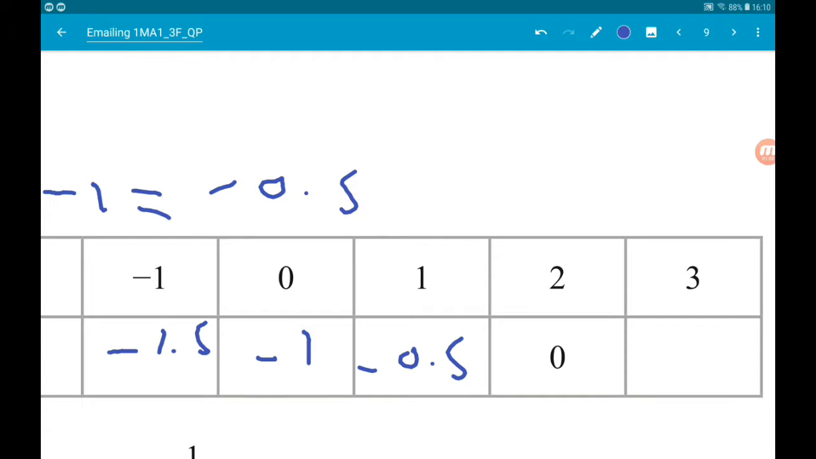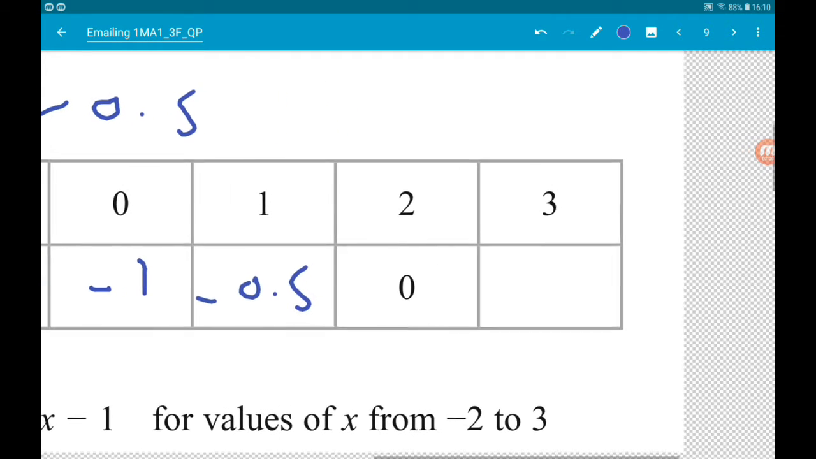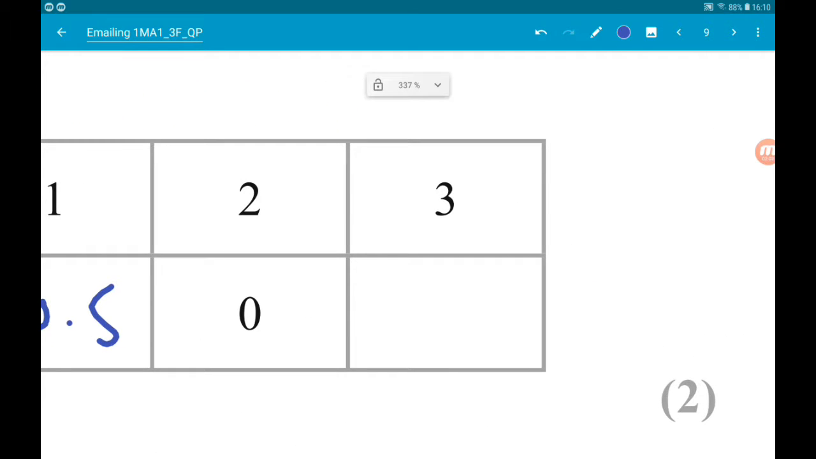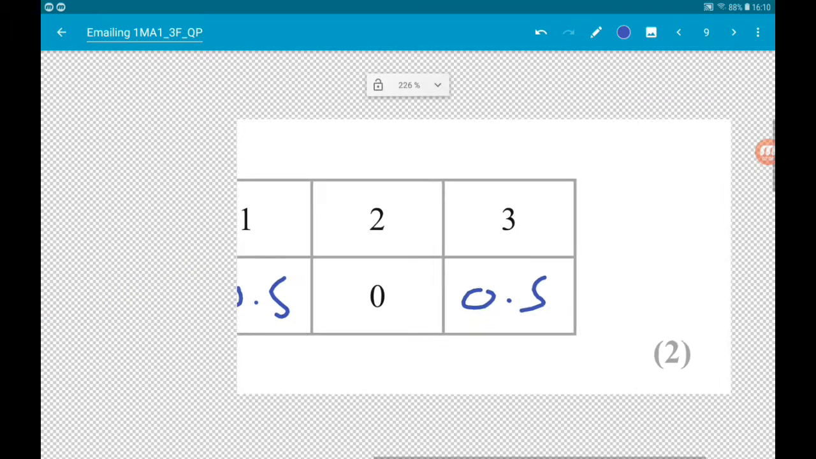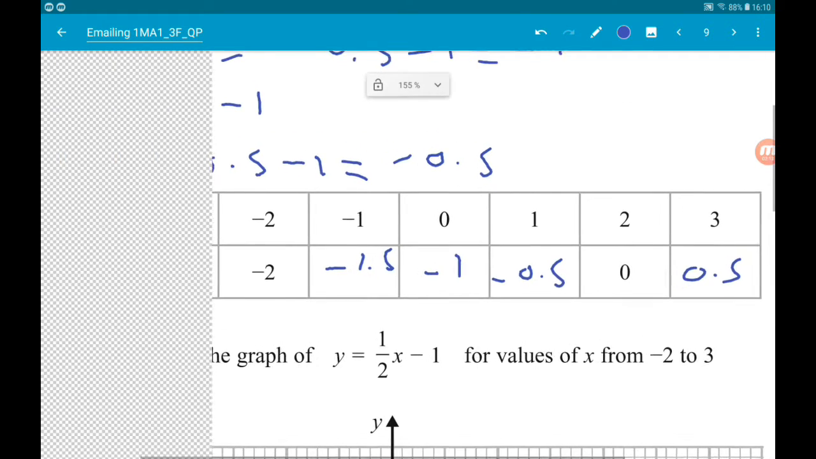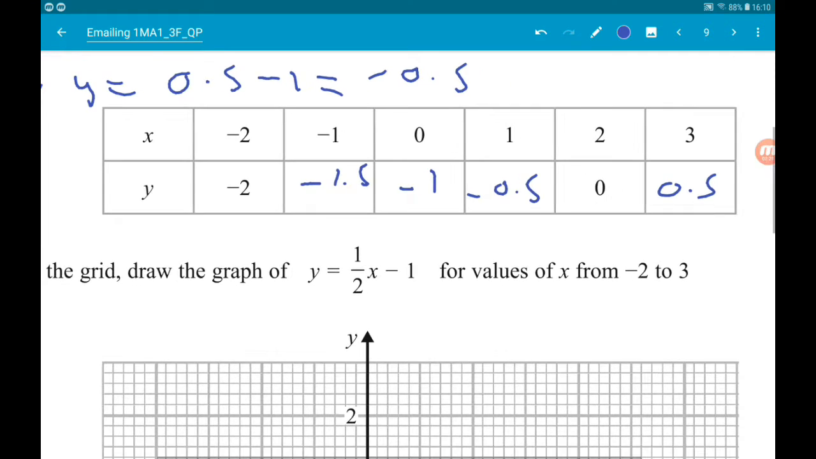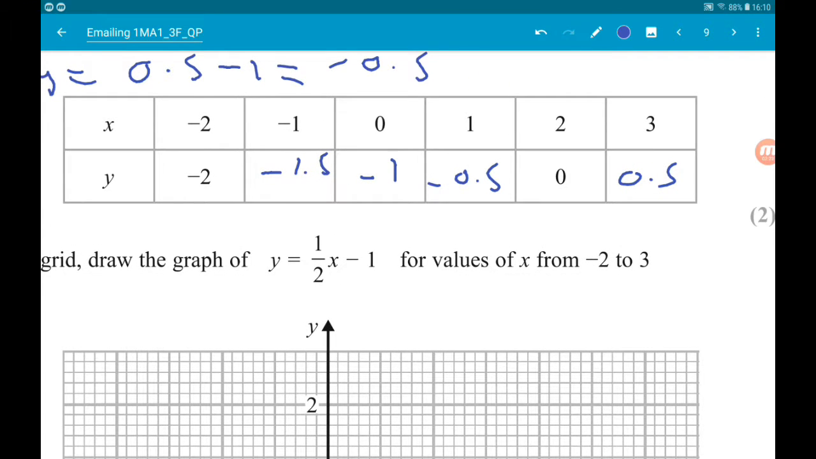Now, if we look at the numbers as a pattern, we are adding 0.5 every time. So the last one will be 0.5. Of course, you can check it using the equation. Okay, then part B. On the grid, draw the graph of y equals half x minus 1 for values of x from -2 to 3.